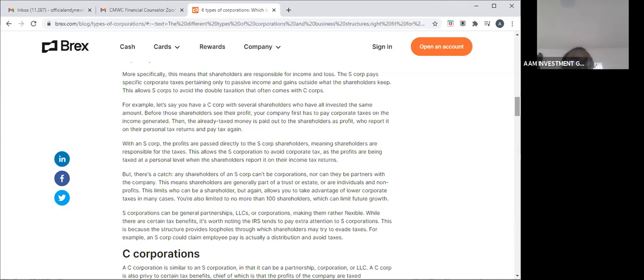All right. So now in this here, but there's a catch. Any shareholder of an S-Corp can't be a corporation. That means if you choose the S-Corp model, you cannot bring in a partner that's actually another company.